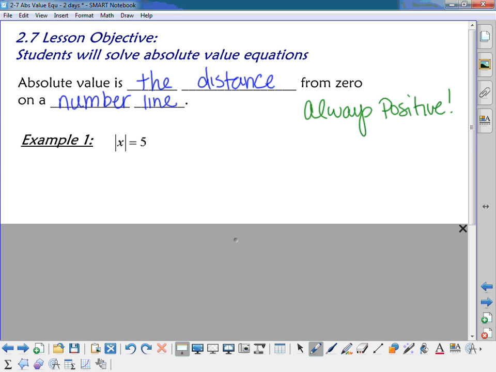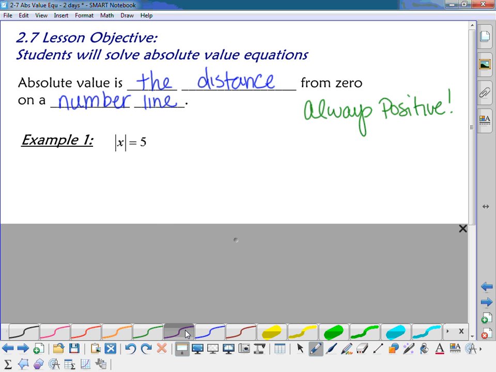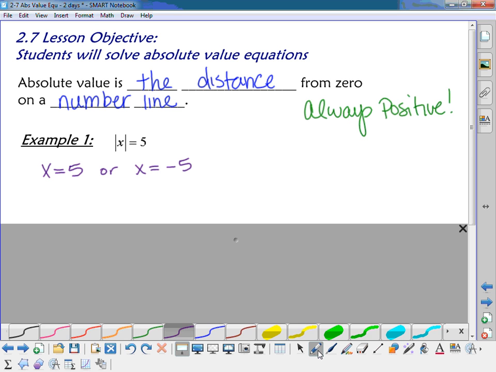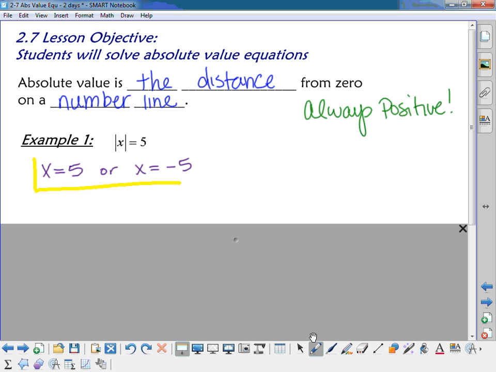Okay, so for example 1, I've got the absolute value of x is equal to 5. So inside the absolute value, it might be positive or negative. It's just the answer is always positive when it comes on the outside. So what's inside of there, it could be that x is equal to 5, or x could equal negative 5, because if I take the absolute value of negative 5, then it would also equal positive 5. So we have two possible answers on these.